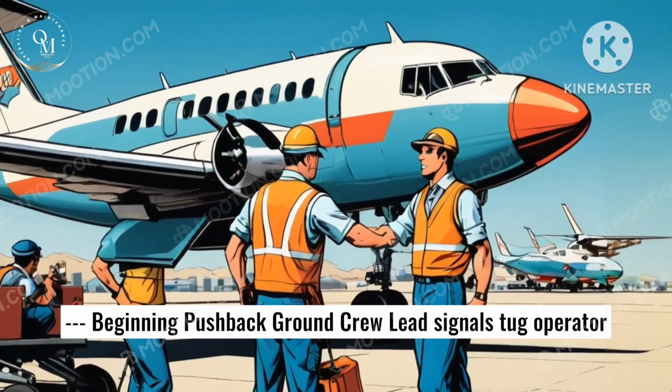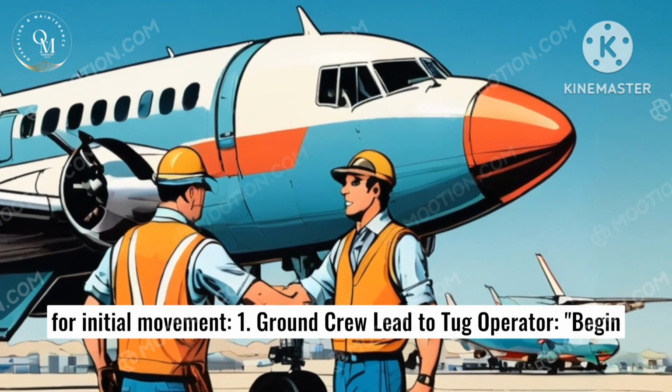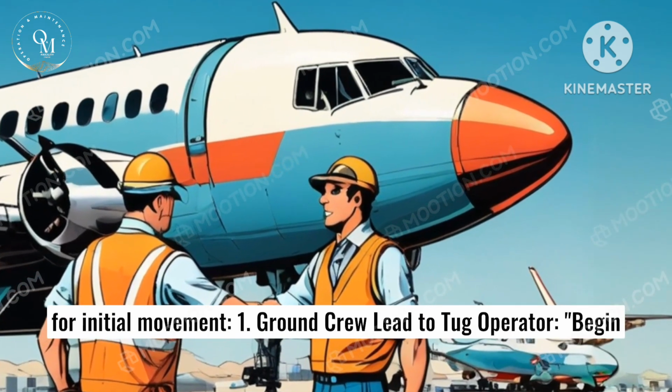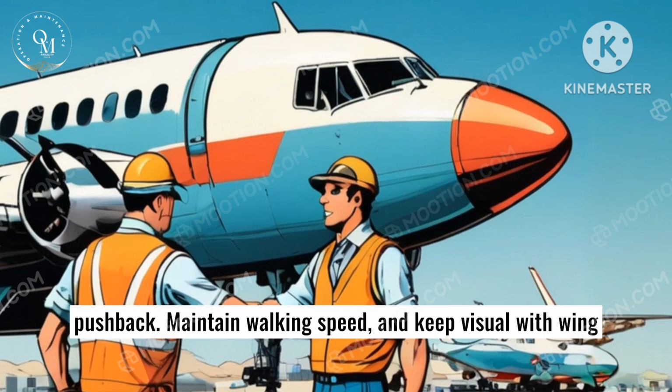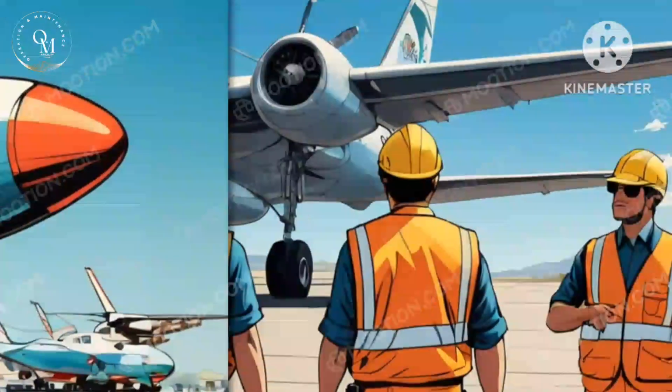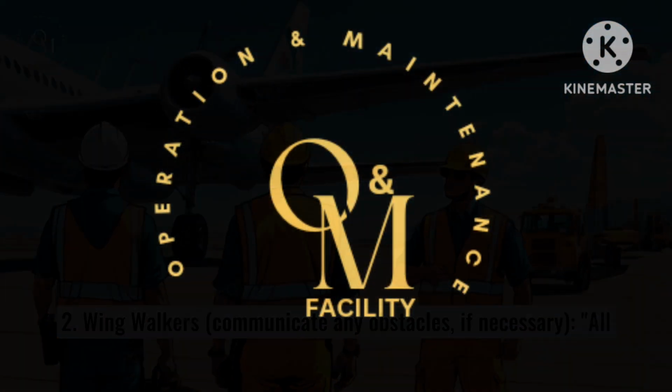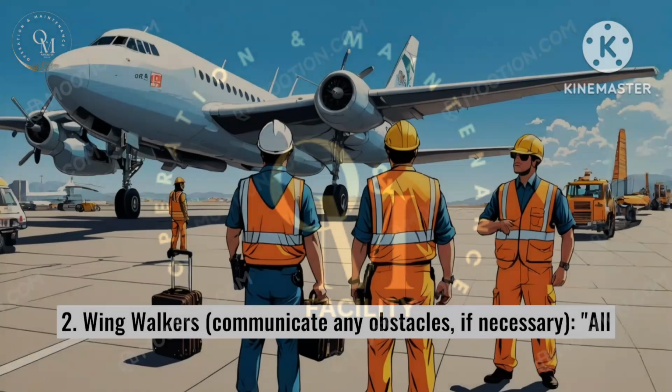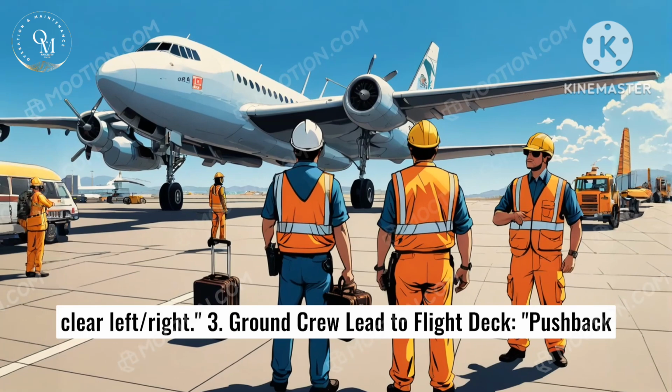Beginning pushback. Ground crew lead signals tug operator for initial movement. 1. Ground crew lead to tug operator: Begin pushback. Maintain walking speed and keep visual with wing walkers. 2. Wing walkers: Communicate any obstacles. If necessary, all clear left/right.